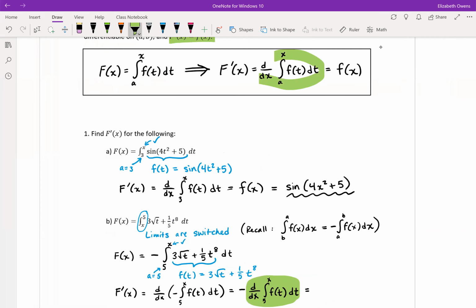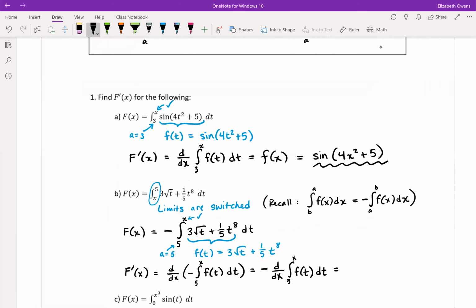And so this expression right here fits with what is expressed in our theorem. So that matches up with this part of our theorem. And so that is going to give us f of x right there. Now we do still have a negative to contend with here, but that is okay. We're just going to string that negative along, negative f of x. And so we're going to have for our result negative, and put in your function little f of x, 3 square root x plus 1/5 x to the 8th power. And there is our result.